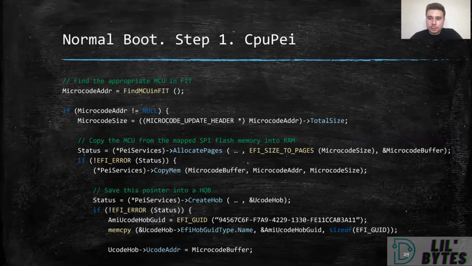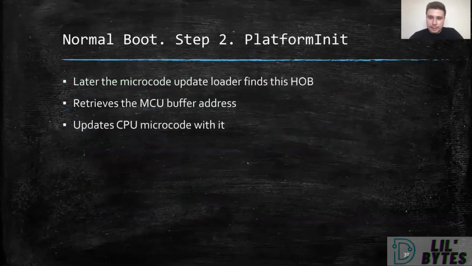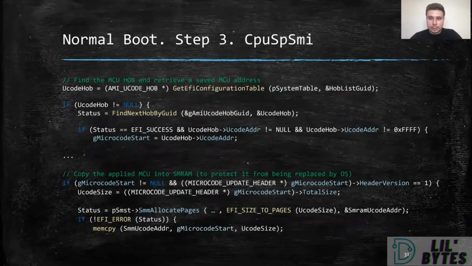Firstly, the CPU PEI module finds the appropriate update, one of the most actual and supported by the installed CPU. Secondly, it copies the update from the mapped SPI flash memory into physical memory. The physical address of the update is stored into a HOB, a handoff block. This is just a UEFI-specific structure, never mind. A bit later, the PlatformInit module will find this HOB, retrieve the microcode update buffer address, and start a microcode update loader to apply this update. Please note that all of these actions are performed during the normal boot.